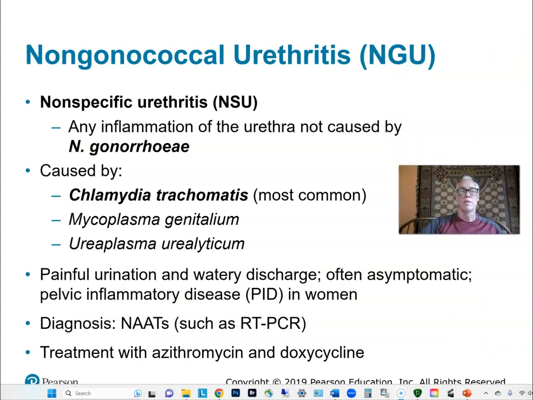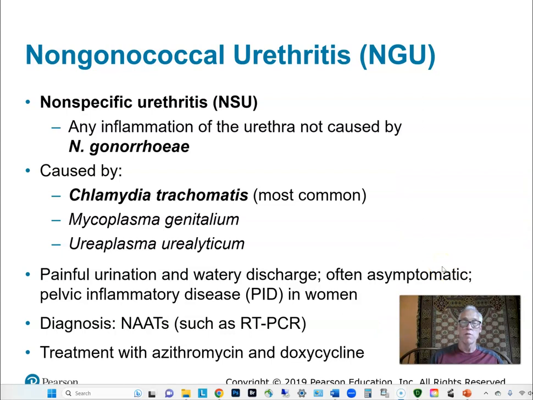Non-gonococcal urethritis. What other organisms can get in there and cause inflammation of the urethra? Chlamydia trachomatis, by far the most common. Also Mycoplasma infections and Ureaplasma urealyticum. Those are other microorganisms that can cause it, but by far chlamydia, it's a super common STI. It causes painful urination and a watery discharge instead of a pus discharge like with gonorrhea. Often asymptomatic, unfortunately, which leads to a lot of transmission of disease through sexual activity.